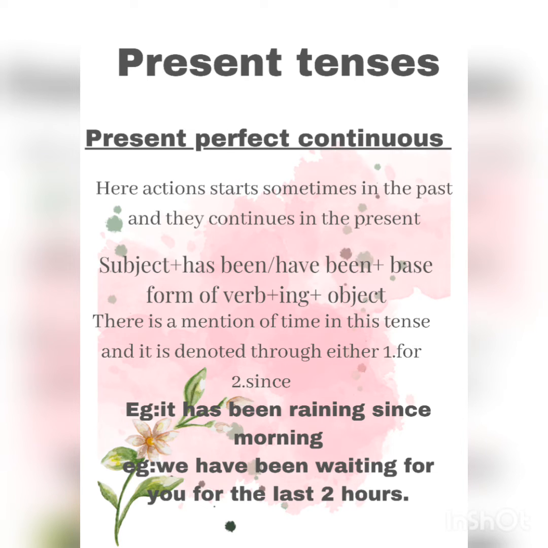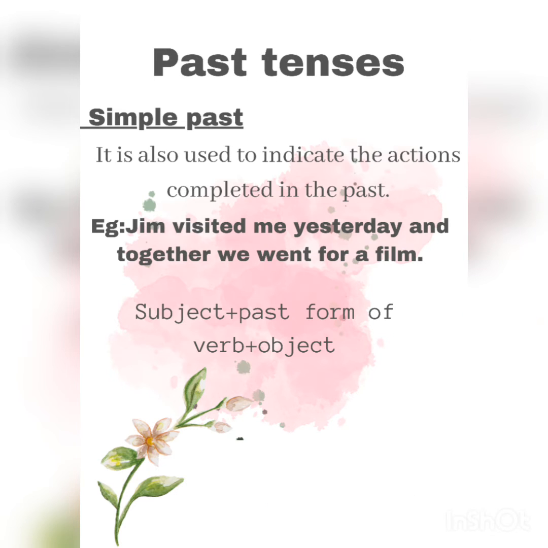And the next one is present perfect continuous. Here, actions start sometime in the past and they continue in the present. The form of present perfect continuous is subject plus has been or have been plus base form of verb plus ing plus object. There is a mention of time in this tense. It is denoted through either for or since. For example, it has been raining since morning. Here we used since. And we have been waiting for you for the last 2 hours. Here we used for.